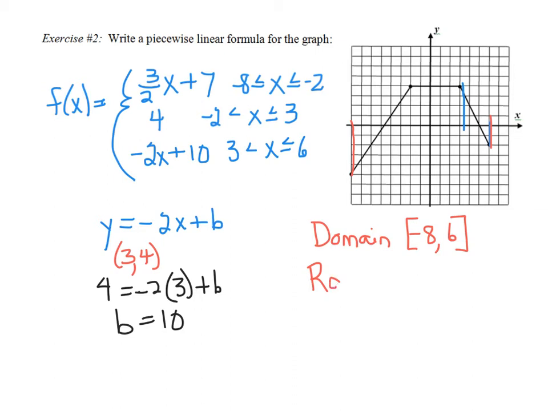For the range, I'm going to look for my lowest value on my graph, and I see that it's this spot right here. So that y value, if I count it out, looks like negative 5, and that of course is included, so I'm using a square bracket. And then the highest spot on my graph is up here, where that horizontal section was, which is 4. So I can write down the domain and the range for this function as well.